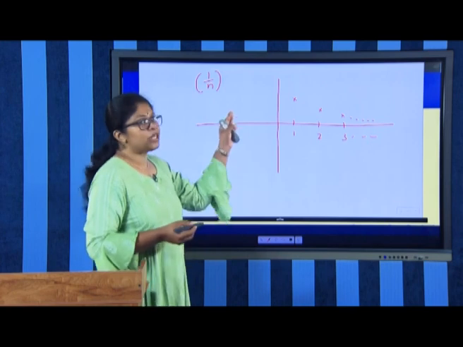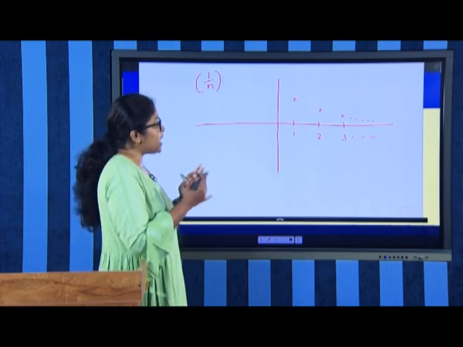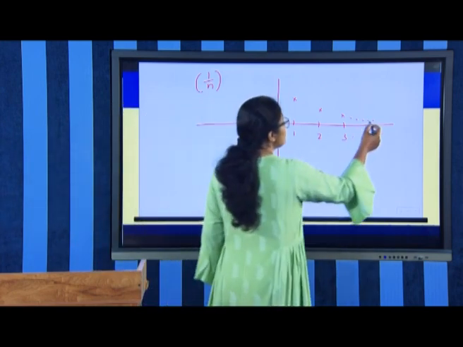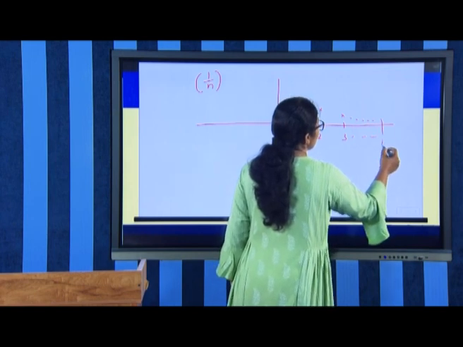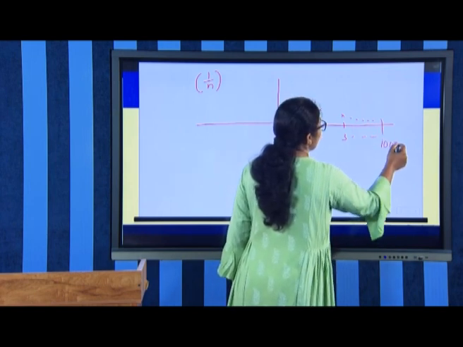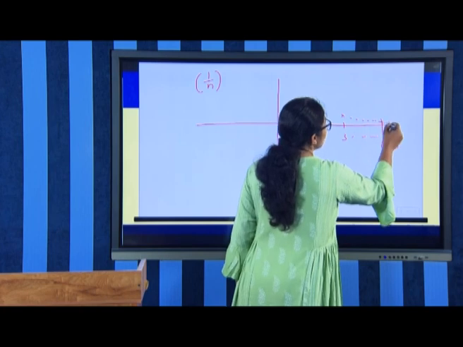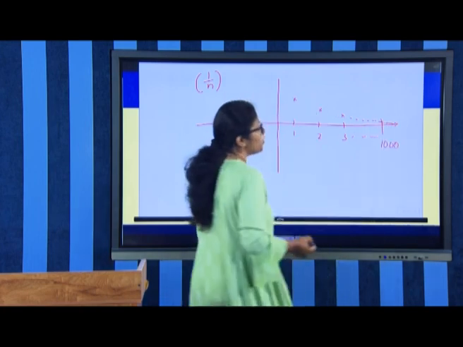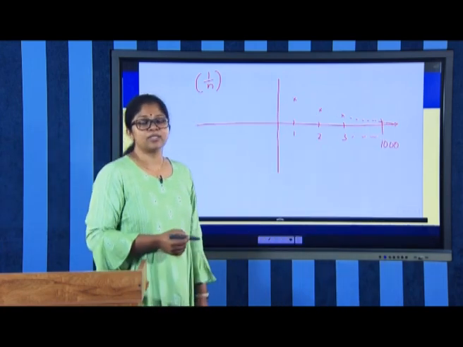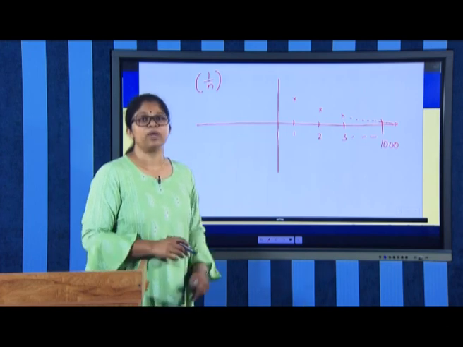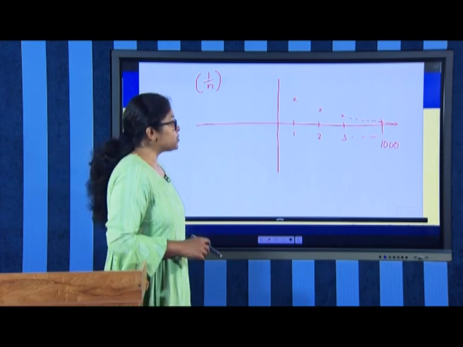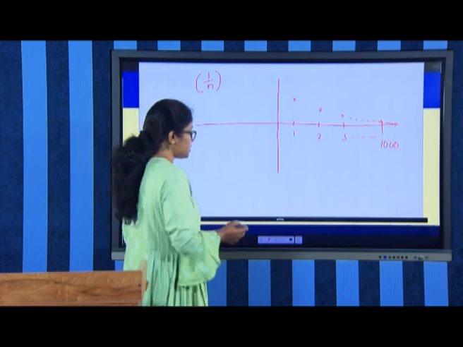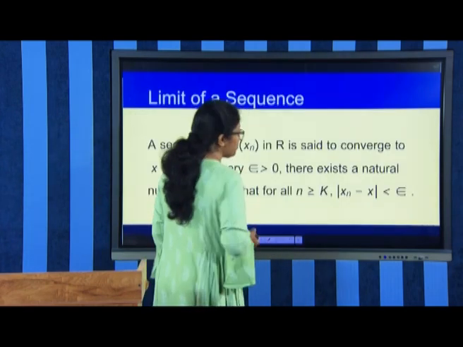From the picture itself, it is quite evident that after some particular number, say 1000 or 100 or whatever, this is approaching which value? Approaching the x-axis. x-axis means the value will be equal to 0. So, that is exactly what is defined in the concept of limit.